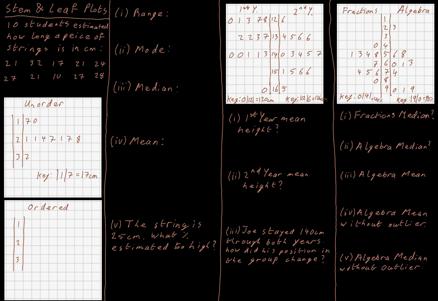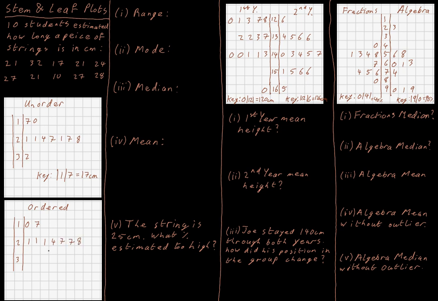Now, what we want to do for the ordered one is put everything from smallest to biggest. So our leaves at the moment, 7 and then 0, doesn't make very much sense for smallest to biggest. So 0 and then 7 is much better. And then we have 3 ones. And then 4. And then 7, 7, and 8.